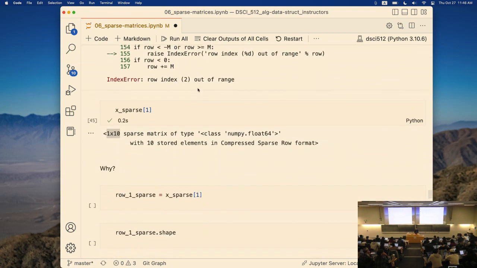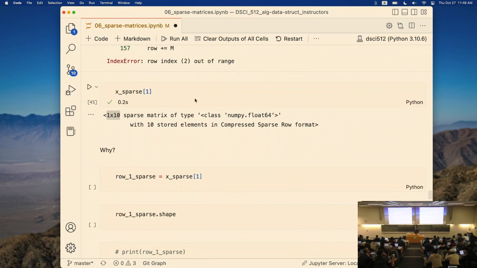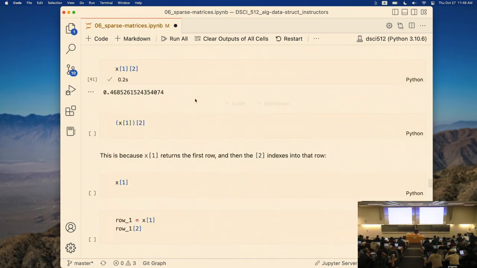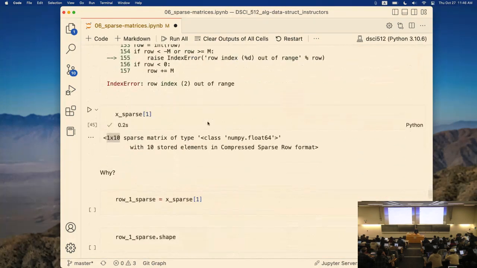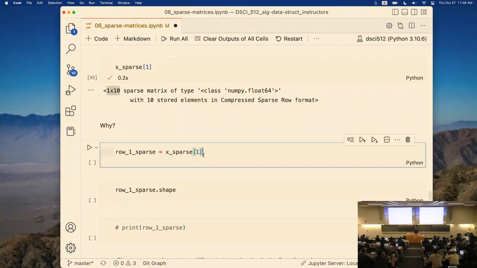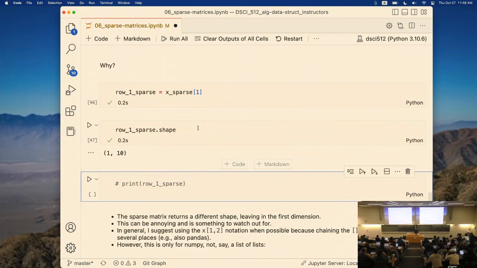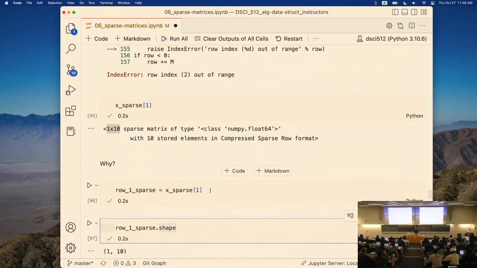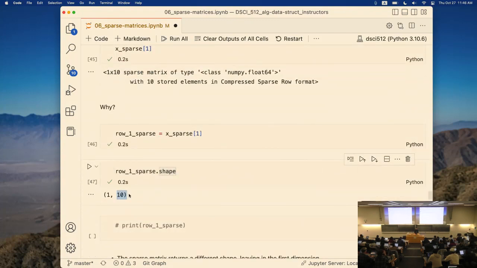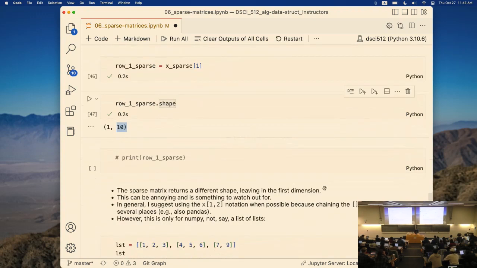So bottom line, always use this notation, this way of retrieving values, with dimensions separated by commas. This is just, again, an indication of the shape of the row that's returned. However, with the NumPy array, the thing that we get back actually is a vector, which has only one dimension.